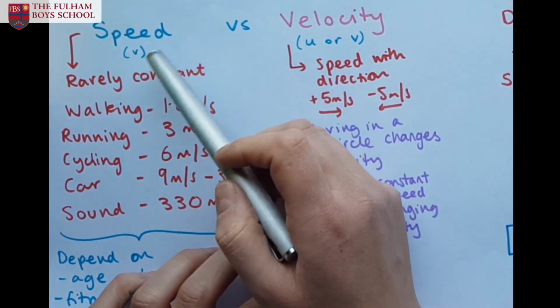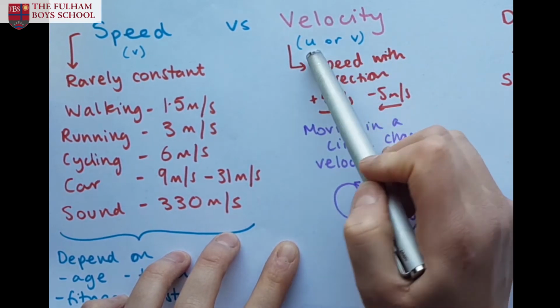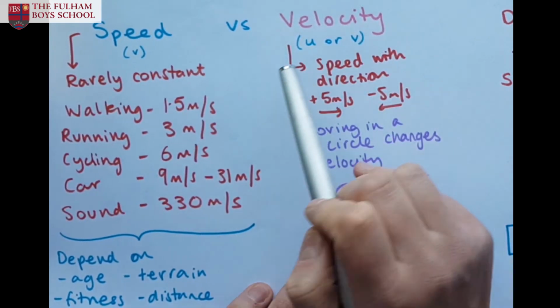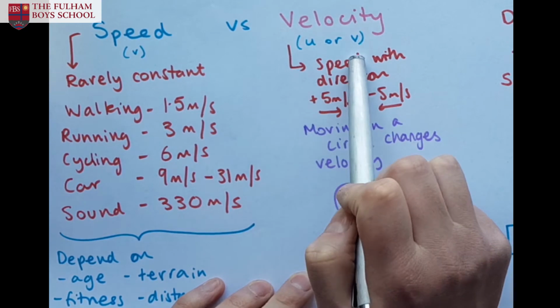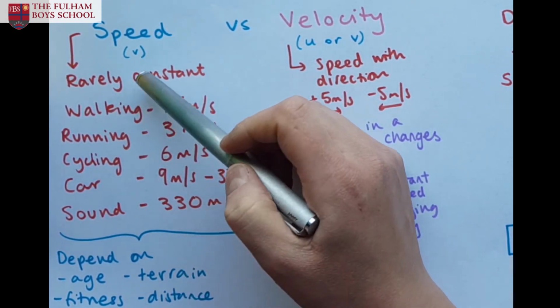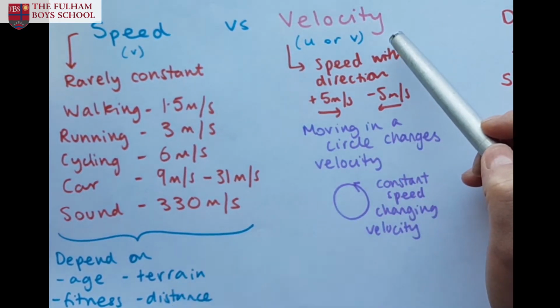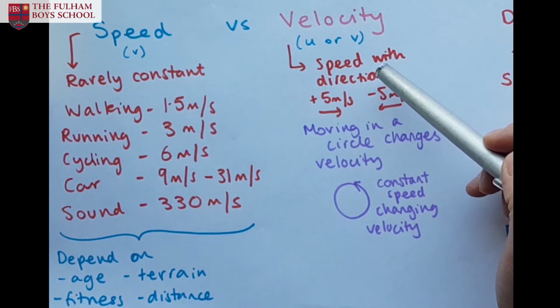Speed versus velocity. Speed is given the symbol V. Velocity can be U or V. U is initial velocity, V is final velocity. Speed is a scalar, so it's just like 5 meters per second, how fast you're walking. Velocity is speed with a direction, so it could be 5 meters per second east, 5 meters per second west.